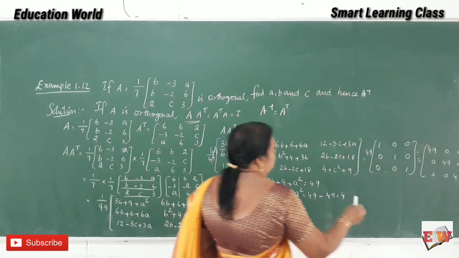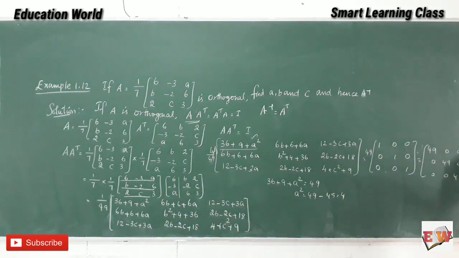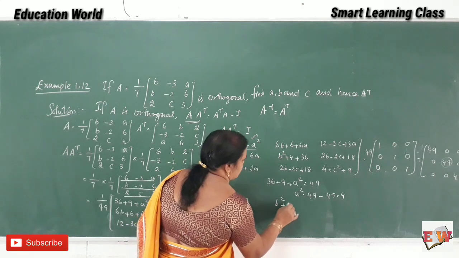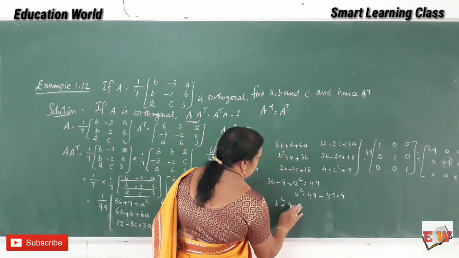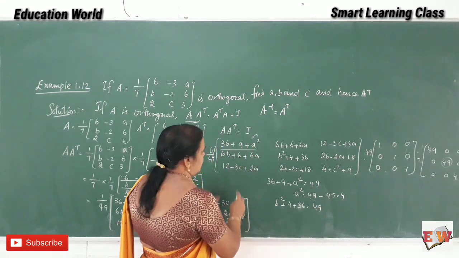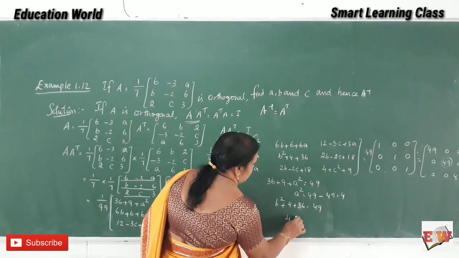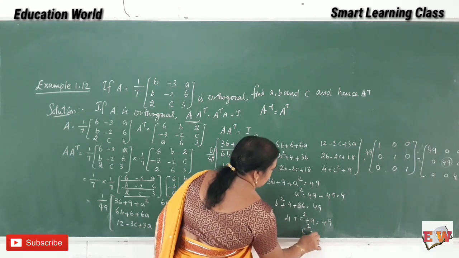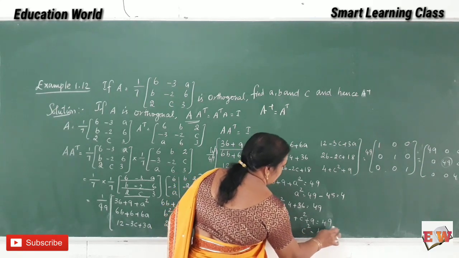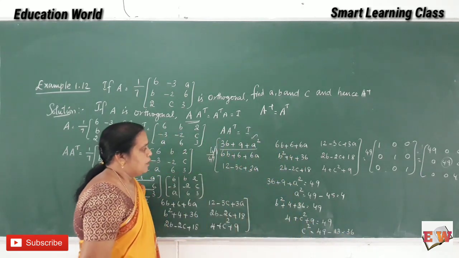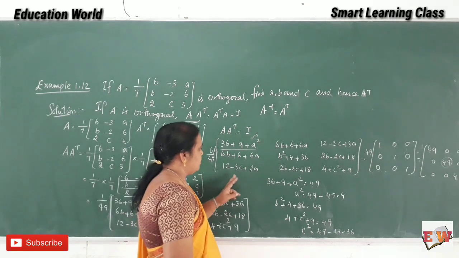Next, these two entries are 0, so no need to take them. Now I am going to this one. For this, b square plus 4 plus 36 is equal to 49. Here, 4 plus c square plus 9 is equal to 49. c square is equal to 49 minus 13, 36. Okay. Now see, we found a value.